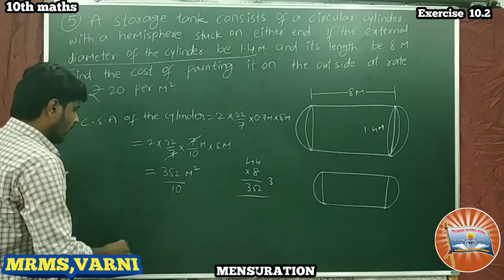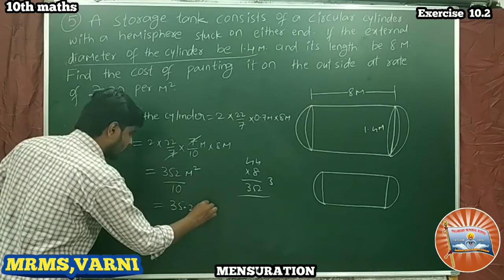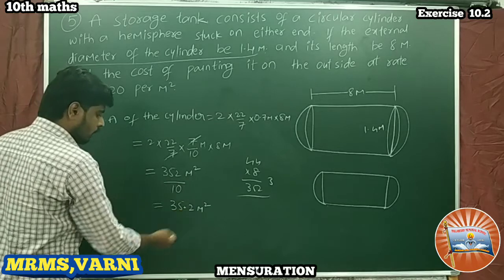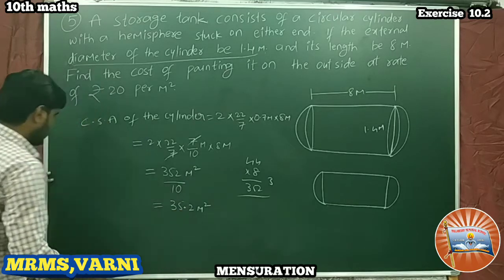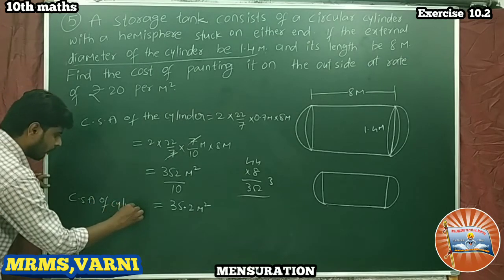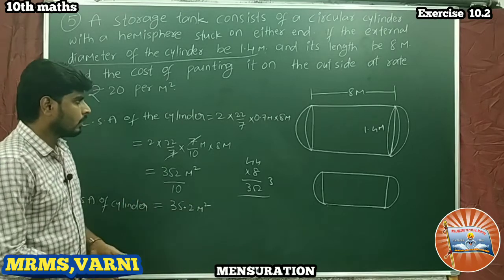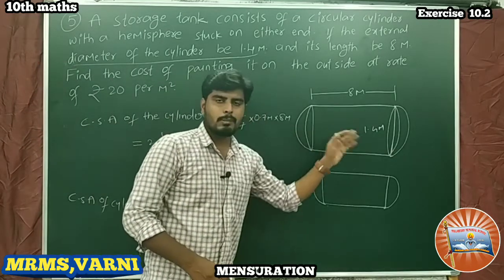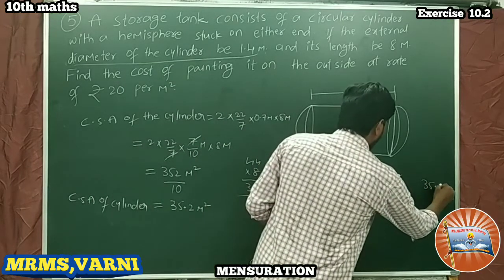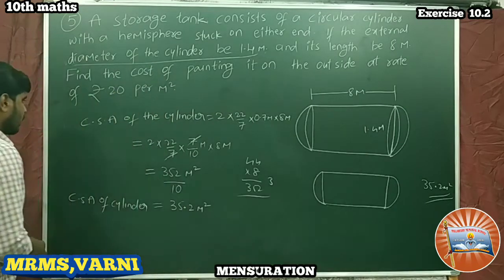This we can write as 35.2 meter square. If I remove this denominator 10, we can take the decimal point in front of one decimal place. So CSA of the cylinder is 35.2 meter square. Now we go for the CSA of the hemispheres. Write down here, 35.2 meter square is the cylinder's curved surface area.